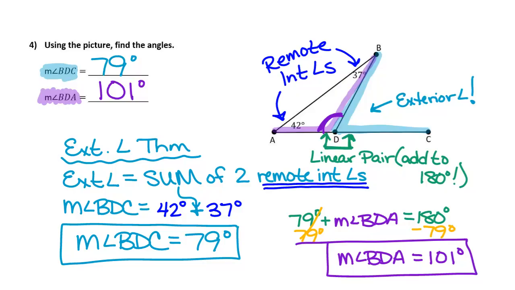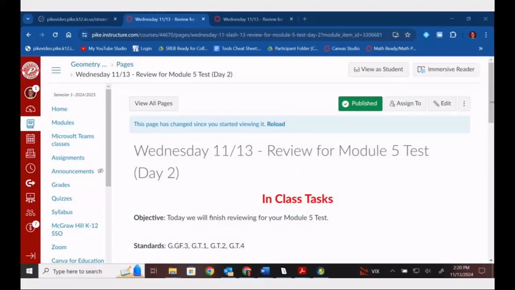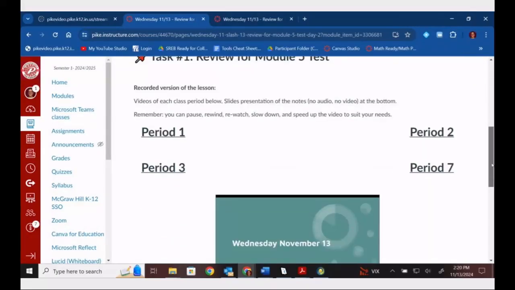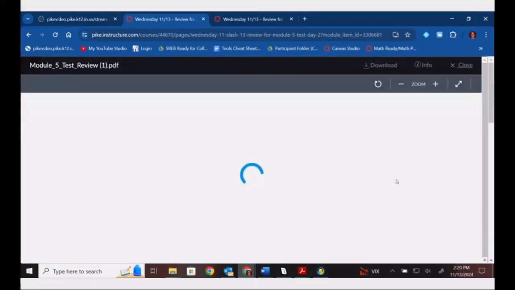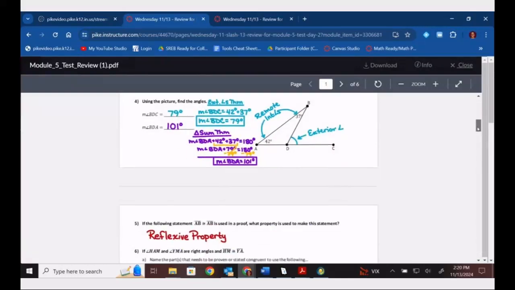I do not have time for another problem unless it's literally a 30-second problem. But the answer key is already posted in Canvas. I'll show you guys where that is. So on our Canvas page for today, Wednesday, 11/13, review for Module 5, test day 2. Scroll down on this page. The videos for the other class periods will be right here. As soon as they're finished rendering, they should go up in the next hour or so. You can get in there if you had questions about ones that we did not go over in class. If you go all the way to the very bottom of the page, the Module 5 test review answer key is right here, and it has all of my work on it.